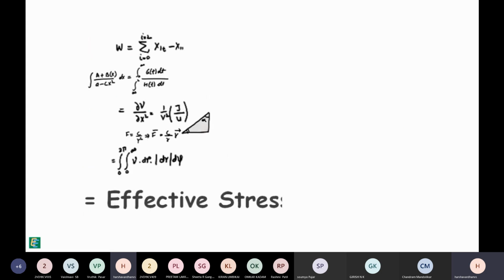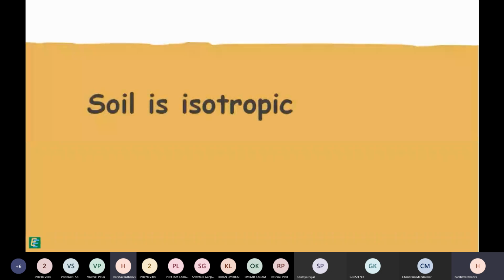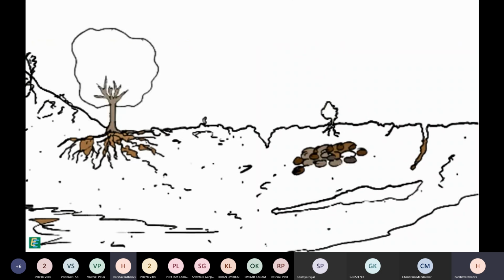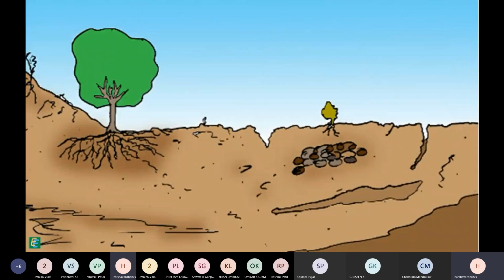In the calculation of effective stress, we assume that soil is isotropic. That means the unit weight of the soil is constant throughout the soil layer. But in actual field conditions, soil structure is non-homogeneous and not isotropic and contains various defects.